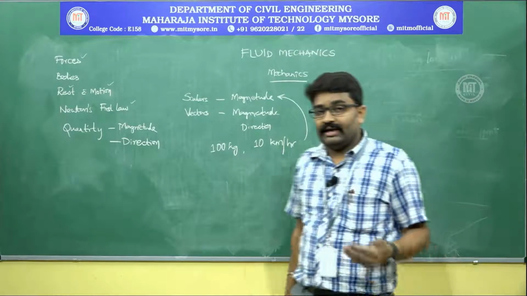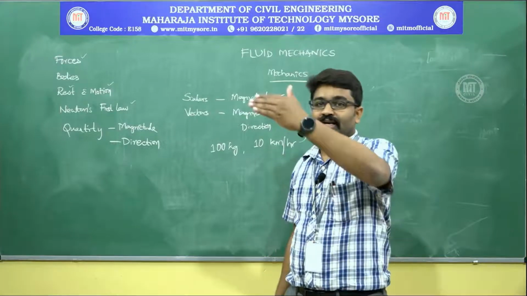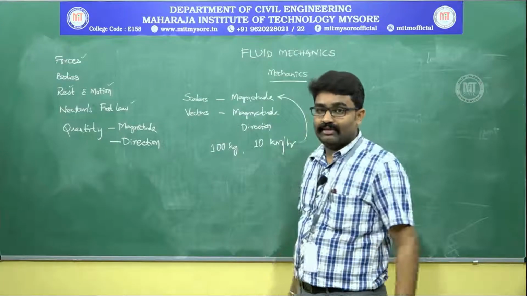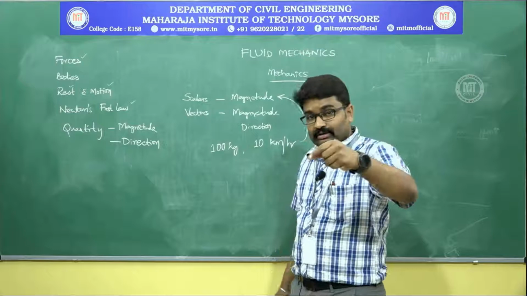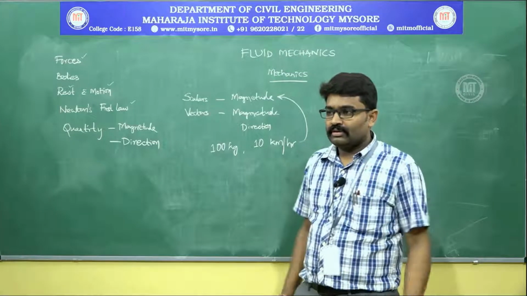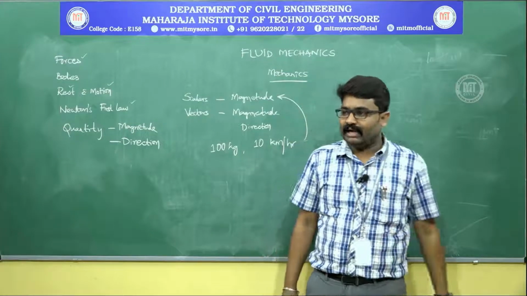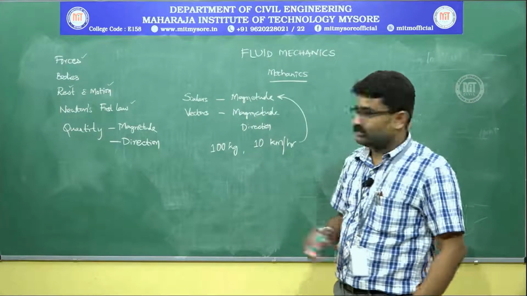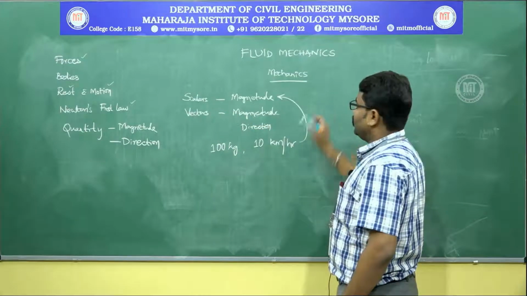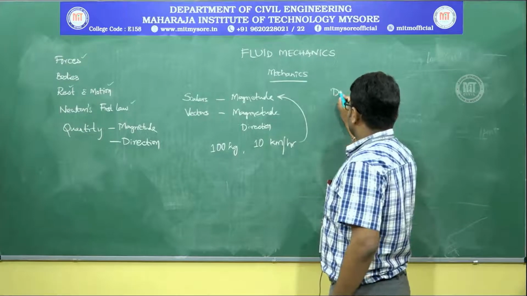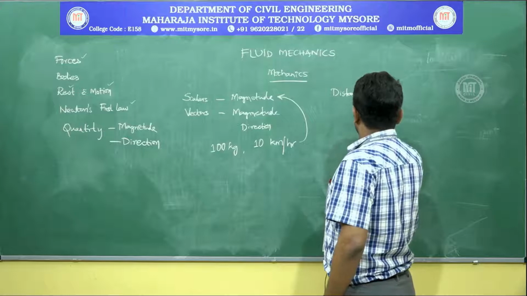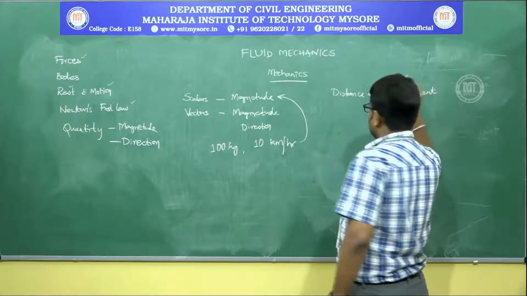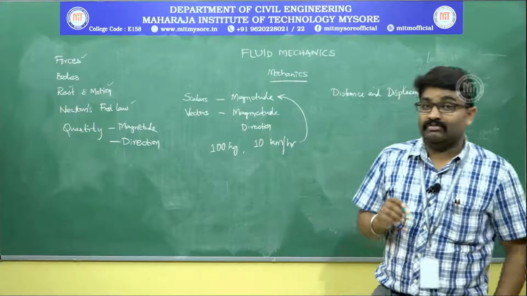Now when I say I run 10 kilometers per hour towards Srirangapatna starting from Mysore, then that becomes a vector quantity, because that is a scalar quantity which has a direction. Now moving ahead, I will have to give you examples for scalars and vectors. So one I have given, that is distance, and displacement. Distance is an example for scalar.